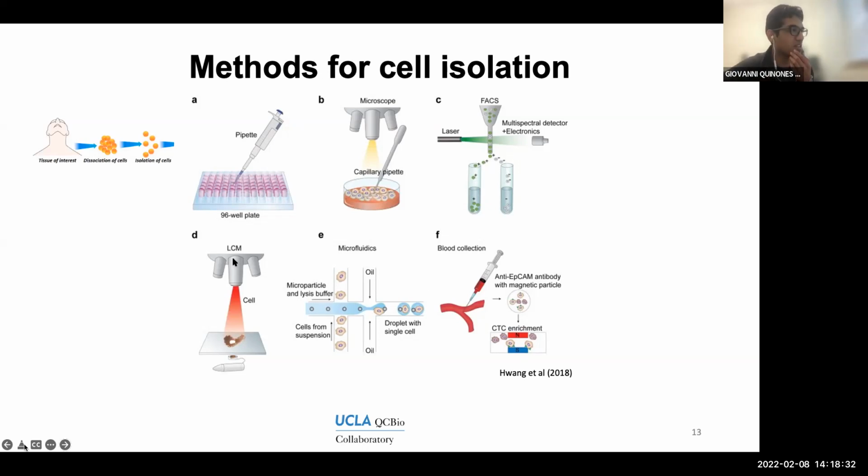The fourth approach, LCM, which stands for laser capture microdissection, is also based on a more manual approach using a microscope and a laser, where you'll be able to break apart cells from a tissue. And the principle behind this is that you have to target the laser to specific parts of the tissue where you can easily have them dissociate.